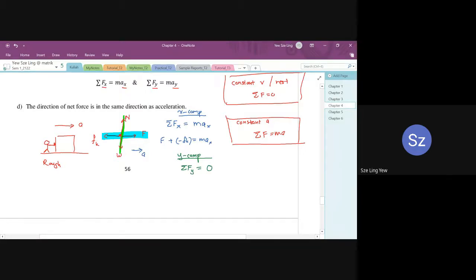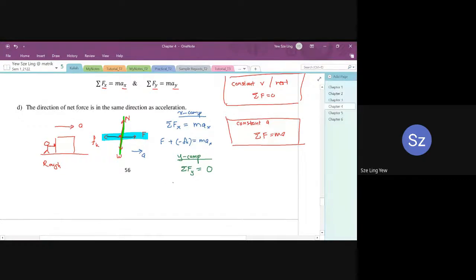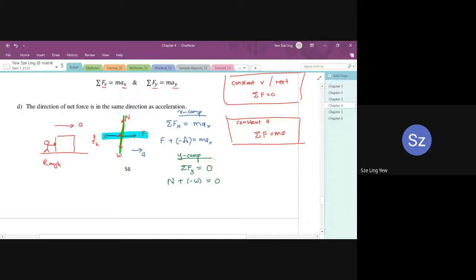So for the y component, I'm still going to do the same. N is positive plus negative W, equals 0. So for the x and y components, different laws. For the x component, I use the second law. Why? Because constant acceleration is happening along the x component. Whereas for the y component, the object is not going up or down. Therefore, summation F equals 0. This is very important.